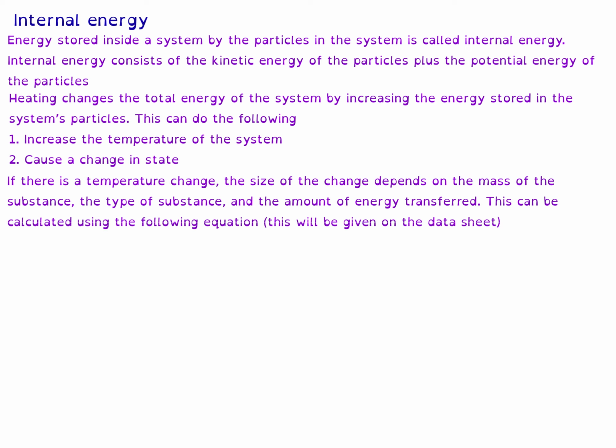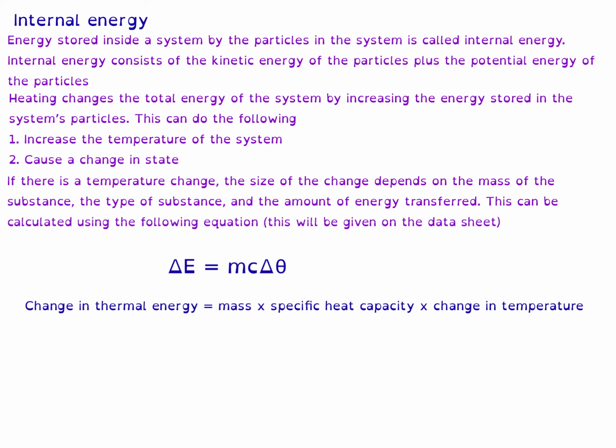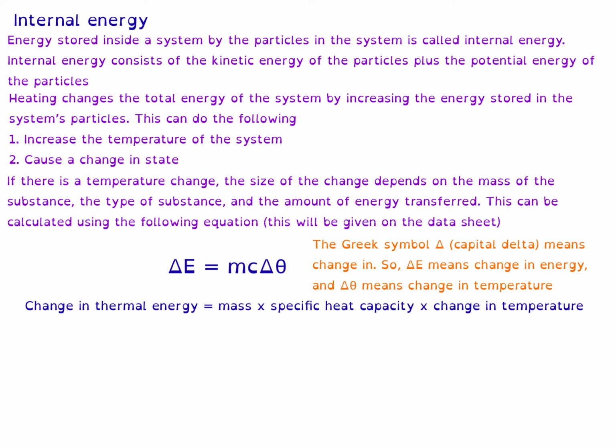If there is a temperature change, the size of the change depends on the mass of the substance, the type of the substance, and the amount of energy transferred. This can be calculated using the following equation, which will be given on your datasheet. This is ΔE, change in energy, equals m, mass, times the specific heat capacity, c, times the change in temperature, which is Δθ. The Greek symbol delta, capital delta, means change. So ΔE is change in energy and Δθ is change in temperature.